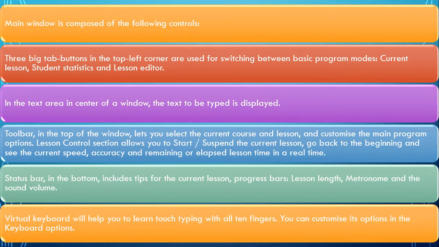The lesson control section allows you to start or suspend the current lesson, go back to the beginning, and see the current speed, accuracy and remaining or elapsed lesson time in real time. The status bar at the bottom includes a tip for the current lesson, progress bar, lesson length, metronome and the sound volume. The virtual keyboard will help you to learn touch typing with all 10 fingers. You can customize its options in the keyboard options also.